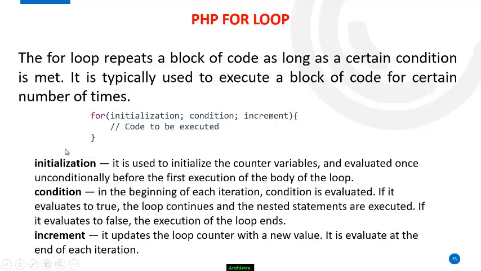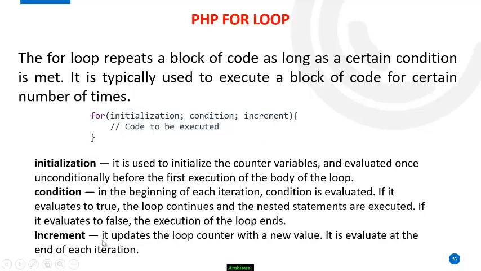Now, the parameters we have in a for loop are three: one, two, and three. The first parameter is initialization. It is used to initialize the counter variable, just like when we say I is equal to 1 or I is equal to 0. That's the initialization, the counter variable, and it is evaluated once unconditionally before the first execution of the body of the loop. Then we have the condition. At the beginning of each iteration, the condition is evaluated. If it evaluates to true, the loop continues and nested statements are executed. If it evaluates to false, the execution of the loop ends.